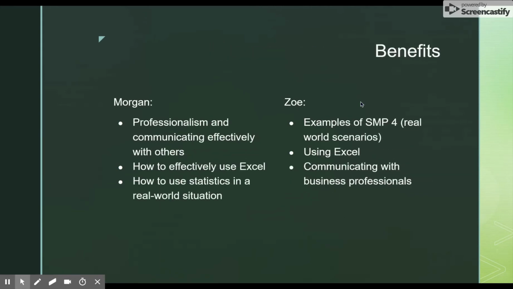Some benefits that could be useful in the classroom are professionalism and communicating effectively with others, like, again, talking to other people to get the information you need, how to effectively use Excel, and how to use statistics in a real world situation like we did in our activity. For me, I saw benefits of, as an example of SMP4, using real-world scenarios within the classroom. I was able to learn more about Excel, and I could communicate with other business professionals so that I could effectively learn communication. Thank you.